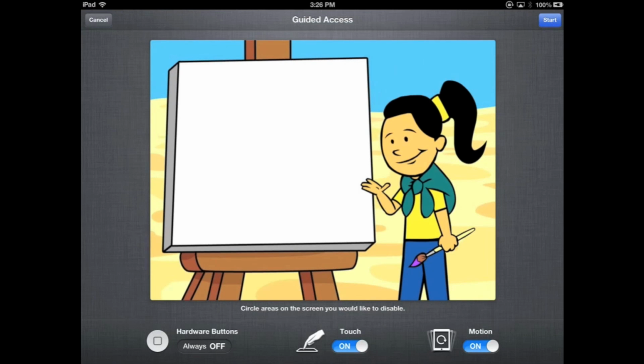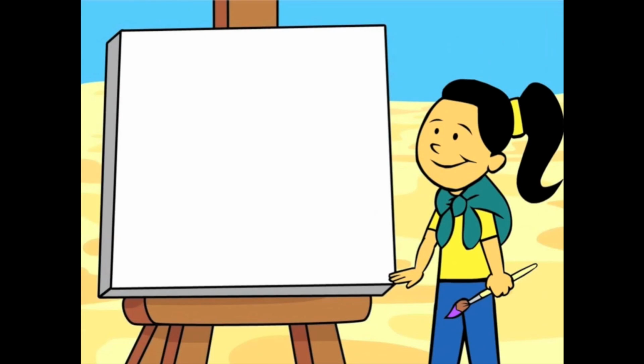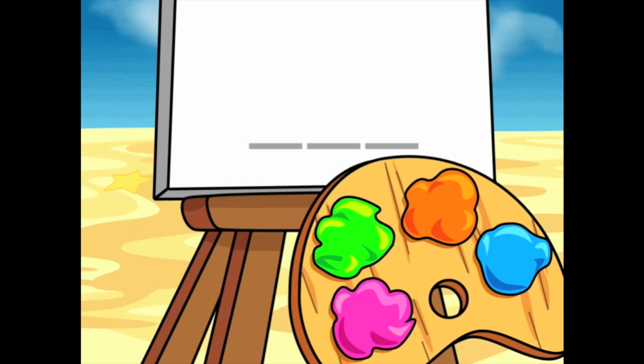Now I can specify a specific area by enabling the touch option. I can turn on or off the ability to move the iPad and use the gyroscope. But what I like to do is just click on the Start in the top menu, and now guided access has started, and now I can hand this off to a student so they can work on this very specific activity and learn as they're going through it.